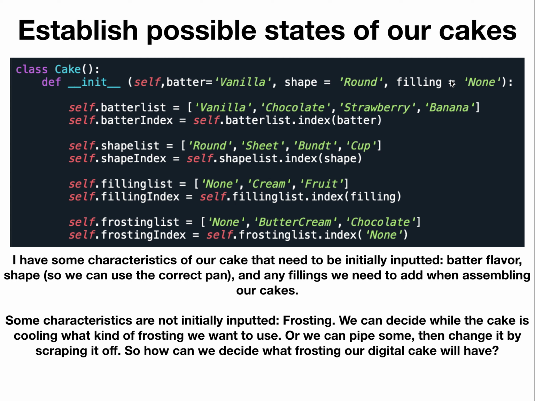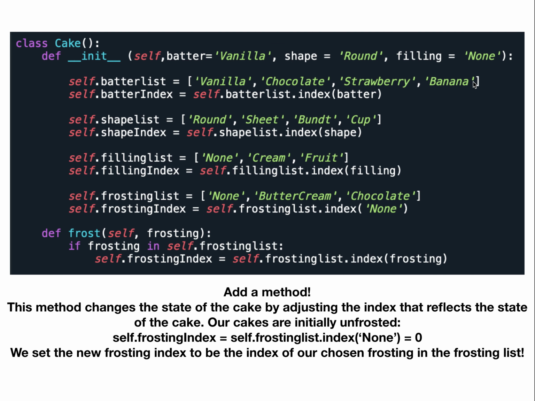So since we don't actually specify up here what our frosting will be, how do we frost our digital cake? We do that by adding an additional method. So this method will be called frost. This method will change the state of the cake by adjusting the index that reflects the state of the cake. Our cakes are initially unfrosted, as reflected in this line here, where self.frostinglist.index none is the self.frosting index. So this is the state of the cake, and that is none, no frosting.